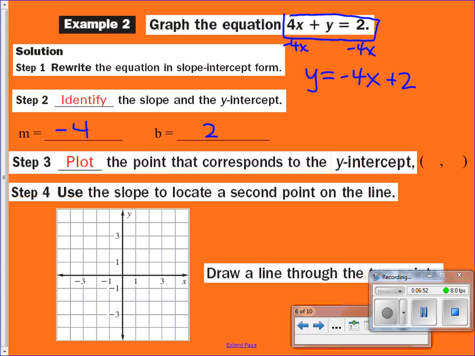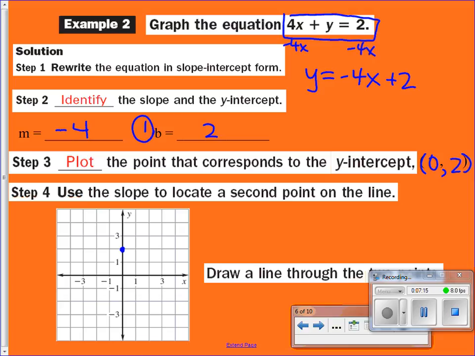That means my b, my y-intercept, is the ordered pair 0, 2. That's actually the first thing we plot. Plot the intercept first. So that is the very first thing we do. Plot that intercept point. So take a look at my graph. First thing I'm going to do is plot my intercept point at 0, 2.